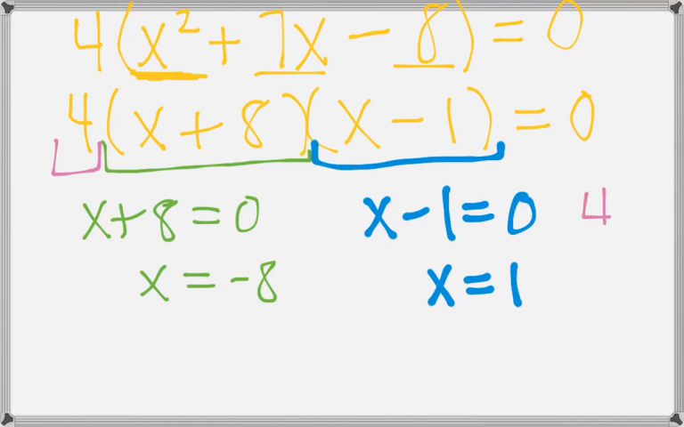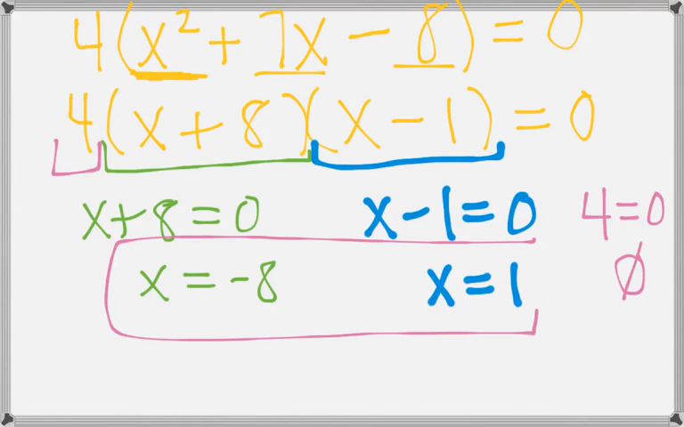If we set 4 equal to 0, what's the solution to that equation? There isn't one. 4 does not equal 0. Never has, never will. So we have no solution to this part. Empty set, no solution. So our two answers are negative 8 and positive 1. And that finishes up that problem.